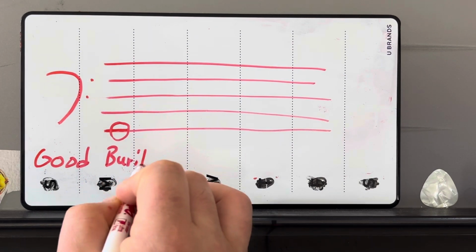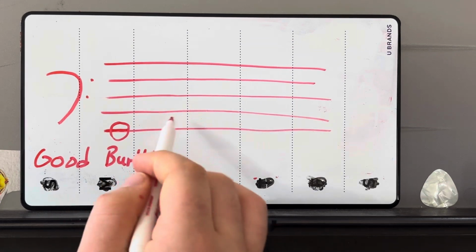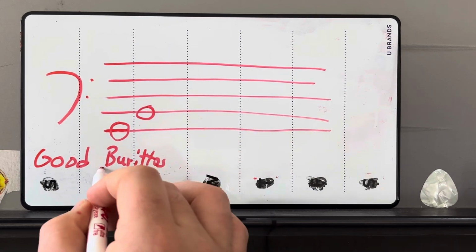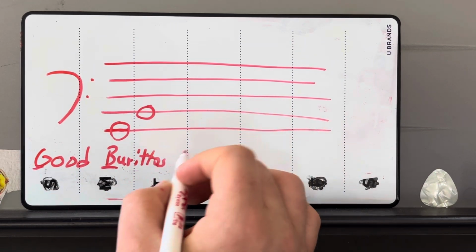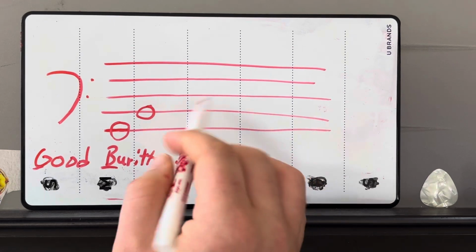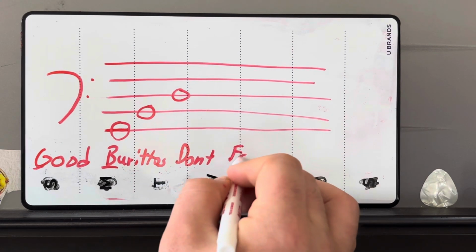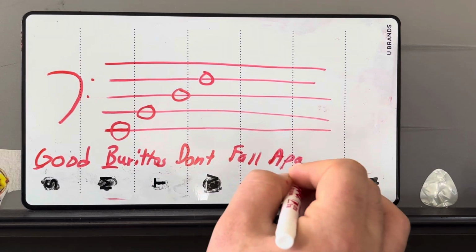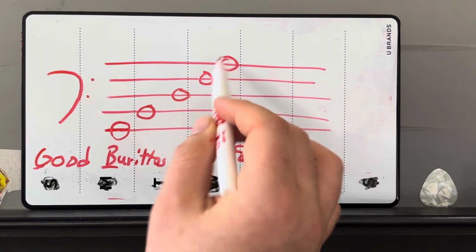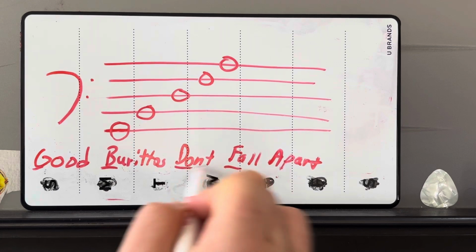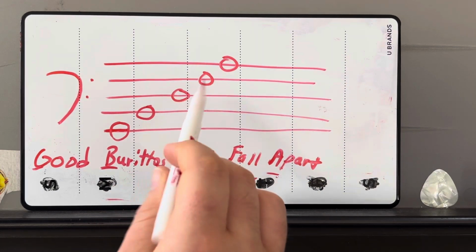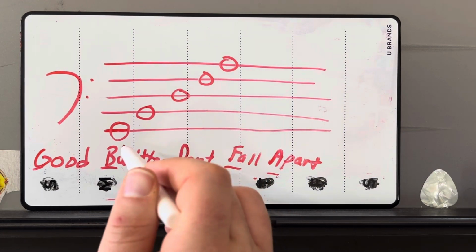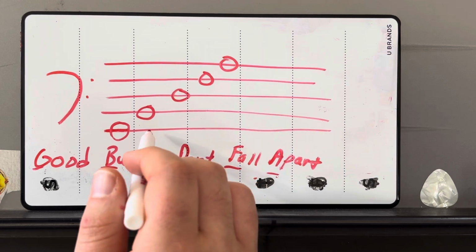Burritos, I think I spelled that wrong, but that's the second line. We only need the first letter. Good burritos don't fall apart. Good burritos don't fall apart. That's G, B, D, F, and A. And that's how you read the bass clef line notes.